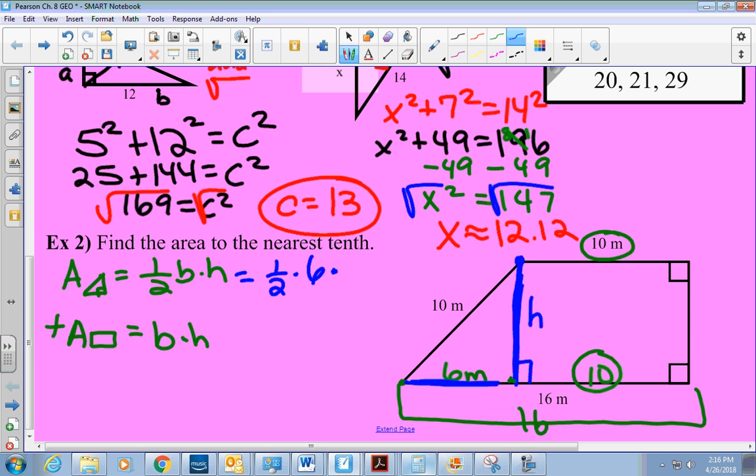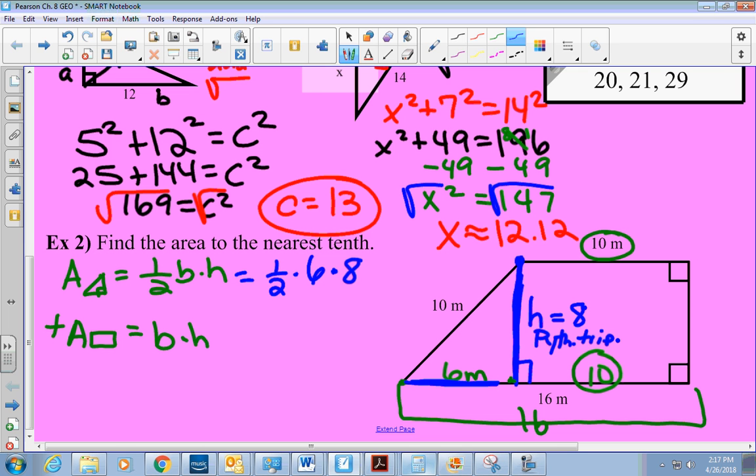Is there a Pythagorean triple that has 6 and 10 in it? Look at your list of Pythagorean triples. What's the missing number here? 8. So we can say h is equal to 8, and then we'll say our work will be Pythagorean trip. So we can say that this is 1/2 times 6 times 8.